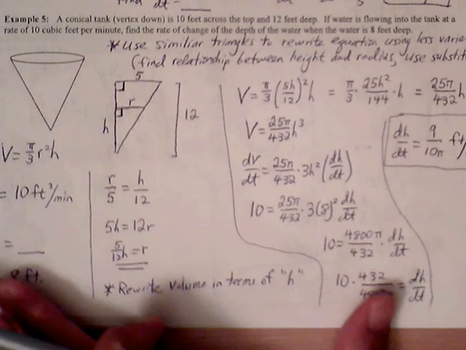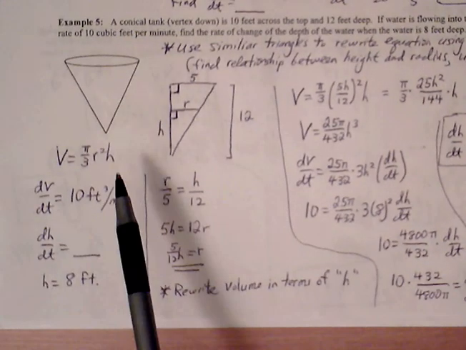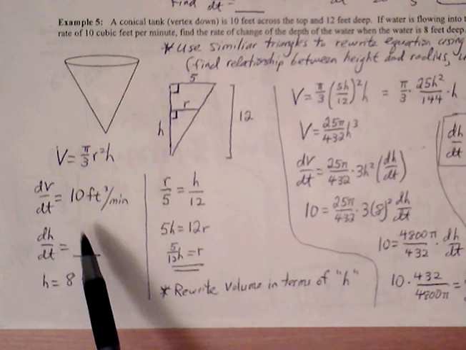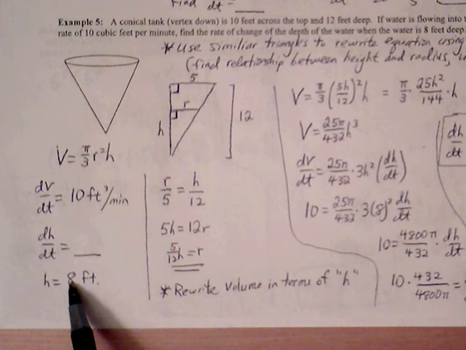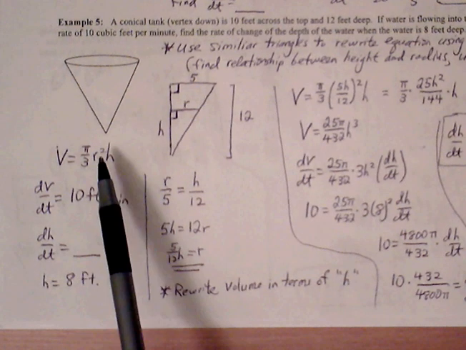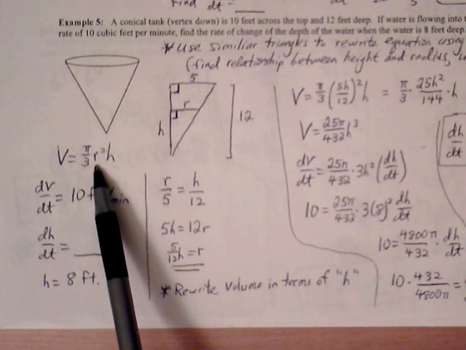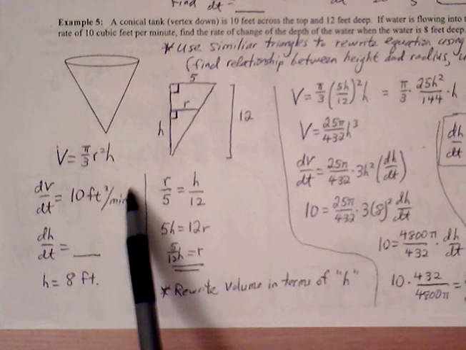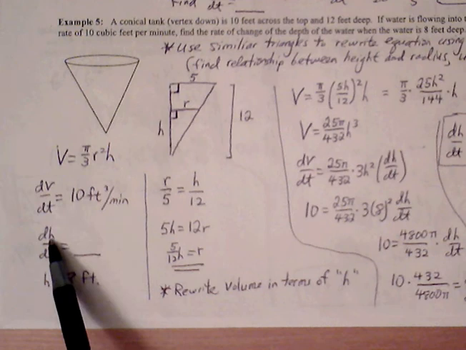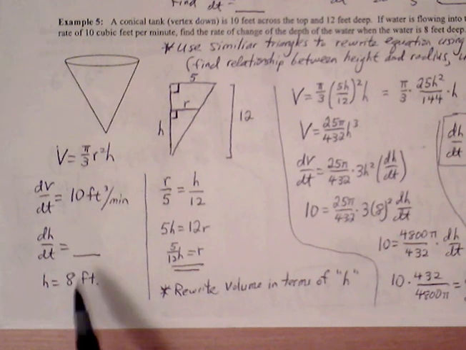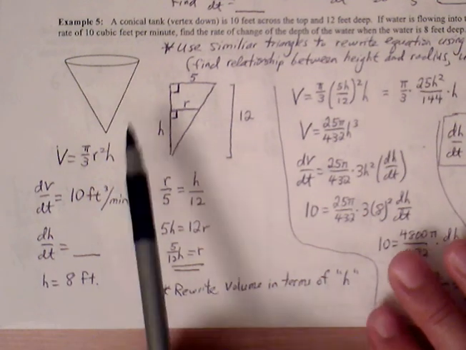Okay, so let's look back at what we need. We have everything in terms of h and dh/dt. We're trying to look for dh/dt. We have h, so this gives us a clue that we don't want radius in our volume equation, because if we get rid of radius, then we have everything in terms of h, and when dh/dt pops up and we have the h, we have information that we can plug in to solve for dh/dt. So we want to get rid of radius.